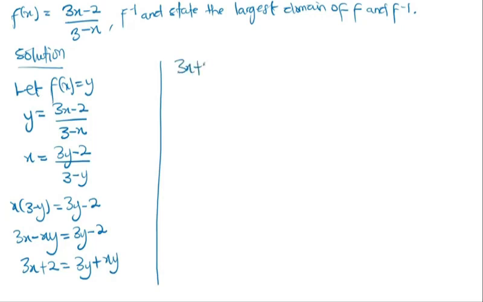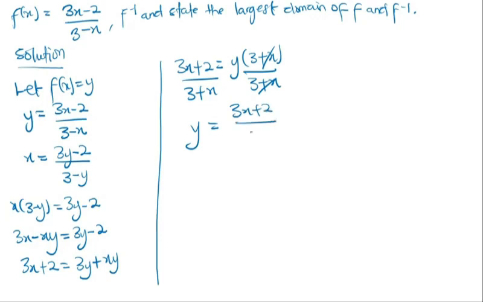So from here we say 3x plus 2 is equal to, we factor out y. So we have y into bracket 3 plus x. So we want to make y the subject, so we divide by 3 plus x. So this cancels this. So our y is now equal to 3x plus 2 all over 3 plus x.